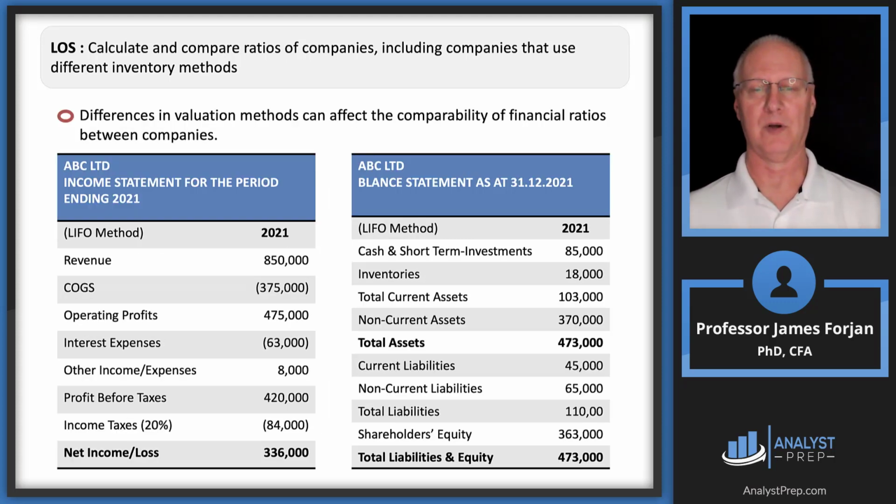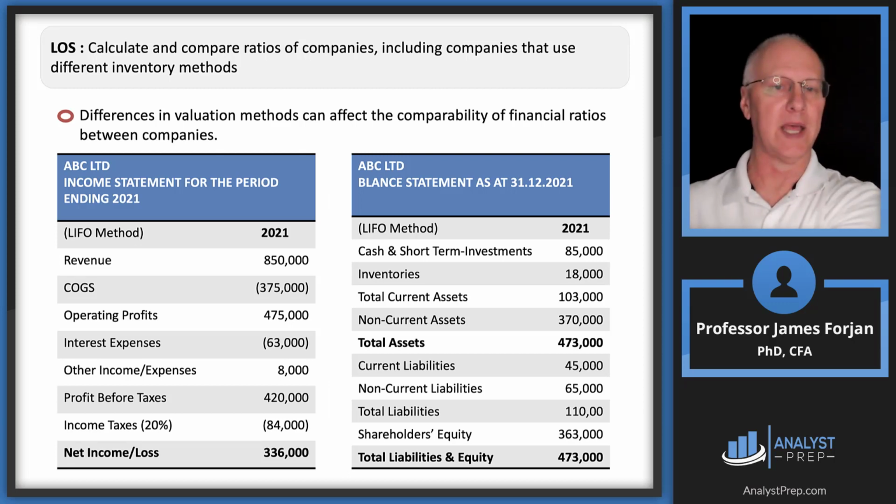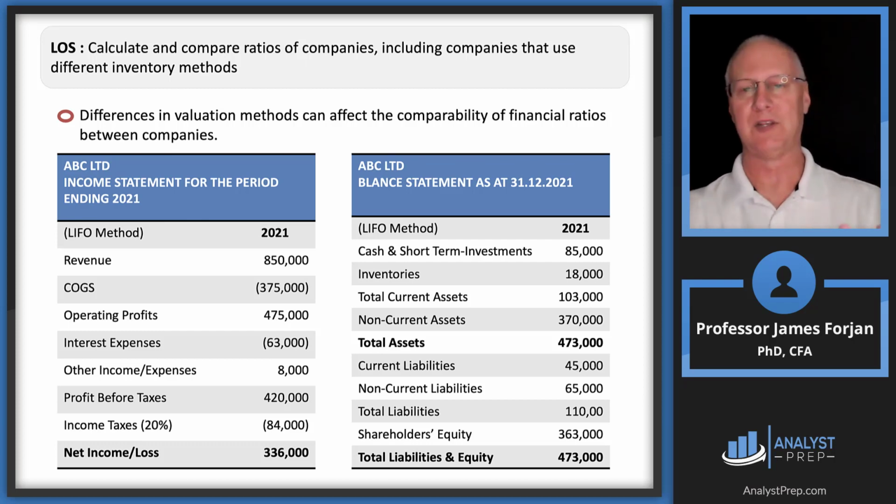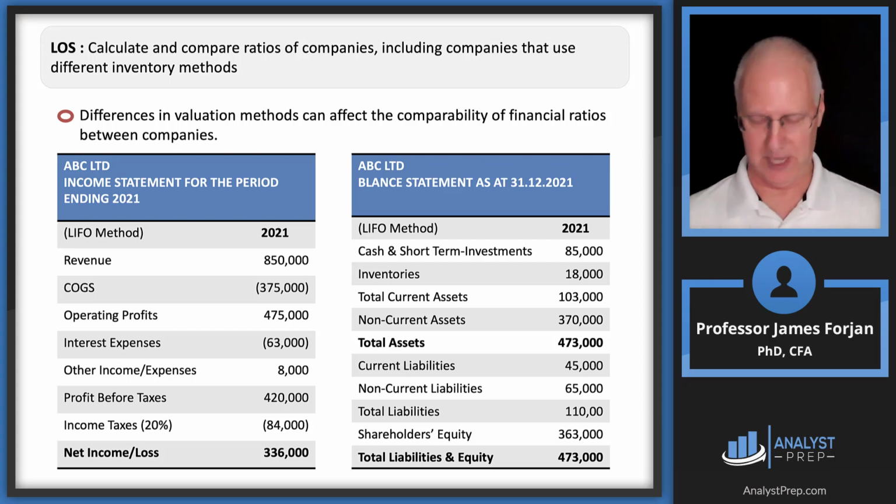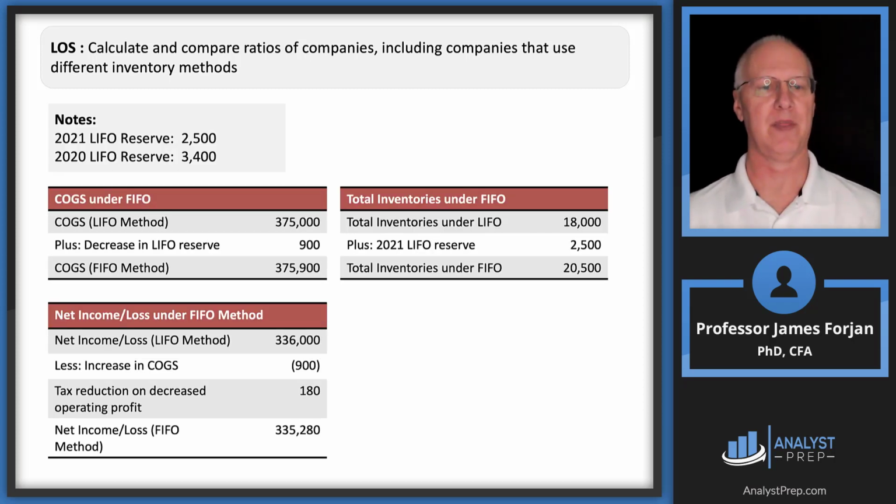So what we're trying to do is say something like, all right, here's ABC, it uses LIFO. We're comparing it to some company over here, XYZ, and this company uses FIFO. We want to compare those two. In order to do that, we need to say, okay, what would ABC look like if it used the FIFO method? So there are some calculations for cost of goods sold. Under FIFO, we get $375,900. Total inventories would be $20,500, and then net income would be $335,280.